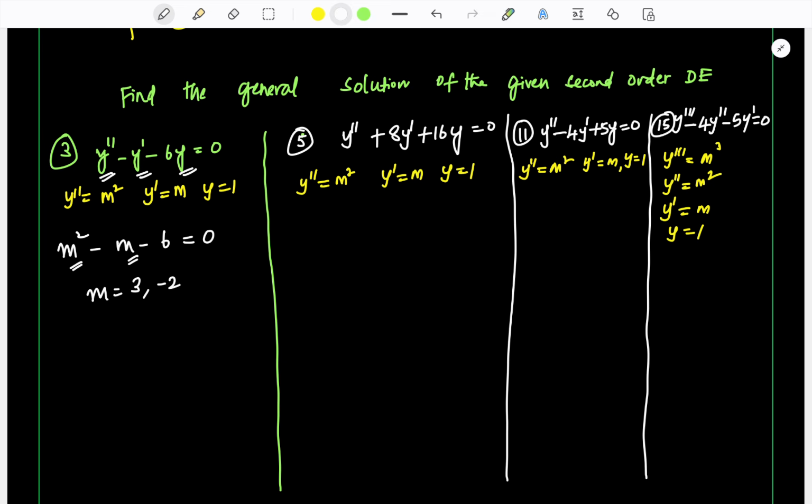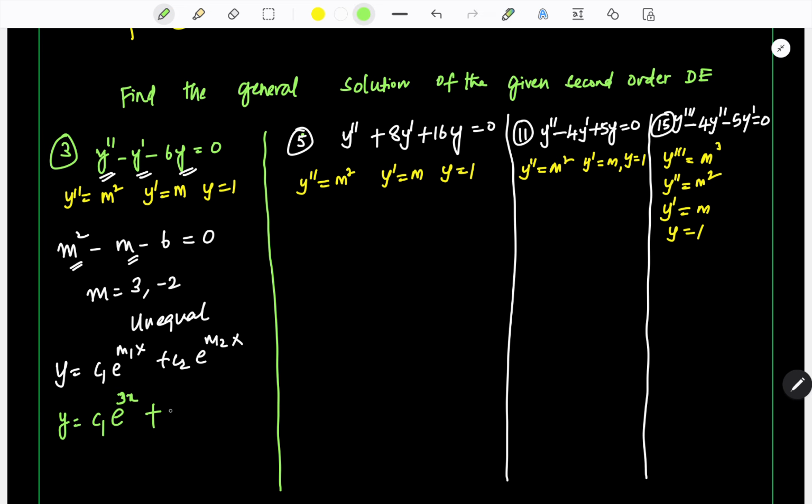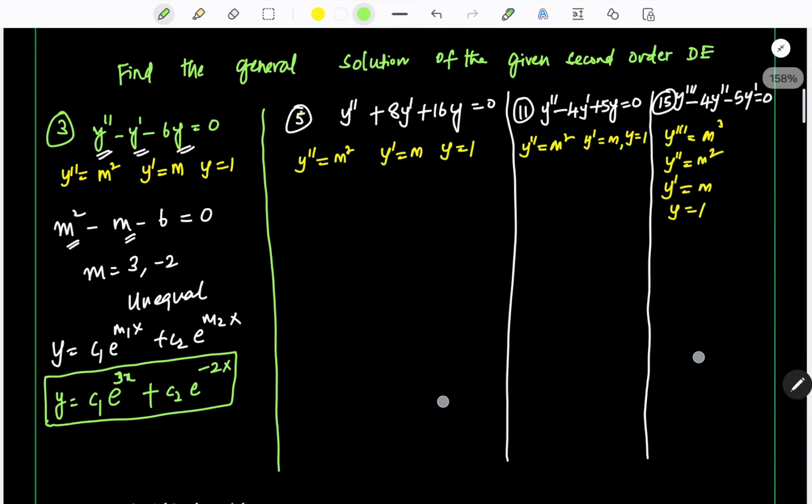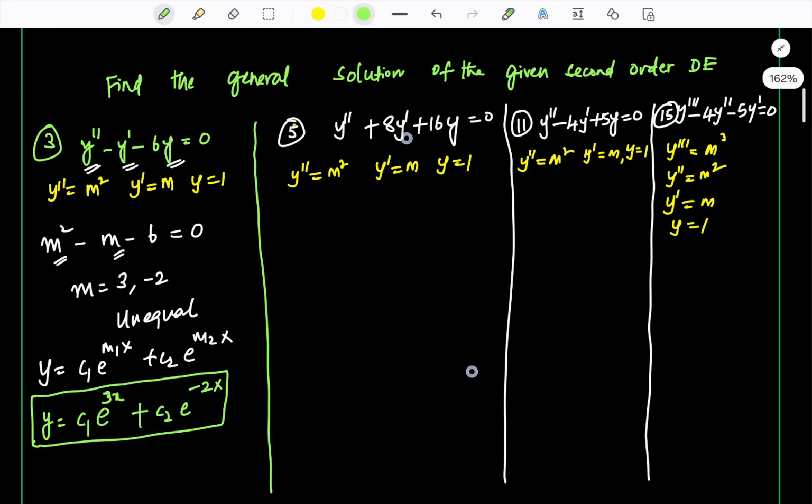So this is unequal roots. If it is unequal, y equals c1 e power m1x plus c2 e power m2x. So your solution is y equals c1 e power 3x plus c2 e power minus 2x. Can I change this and that side? Yes, you can change any one. First one you can write minus 2x, second one you can write 3x. No problem. Let's go to the next question.